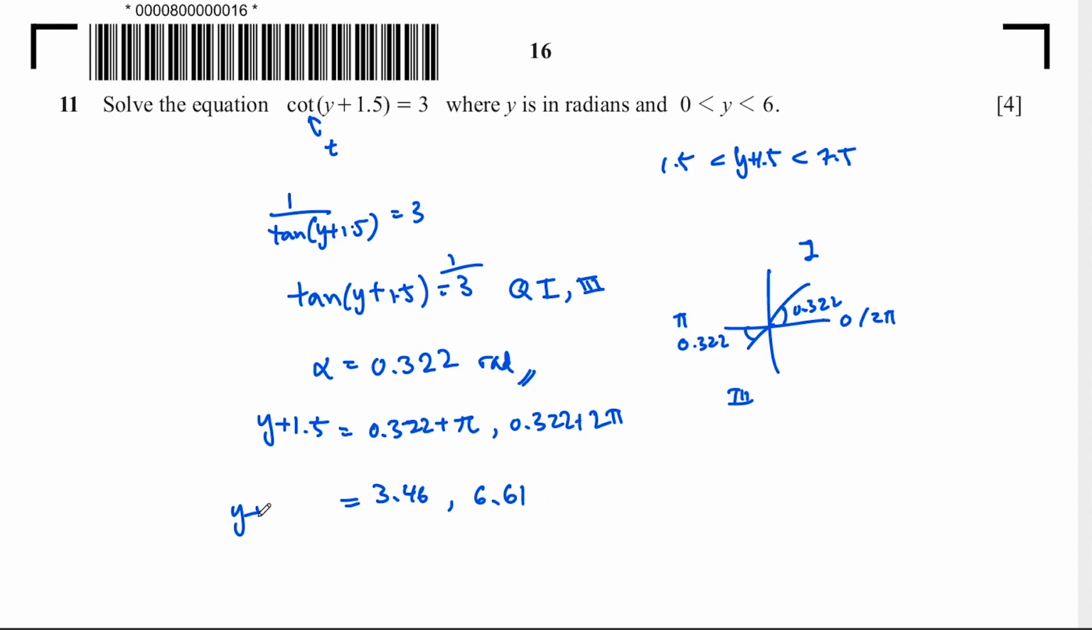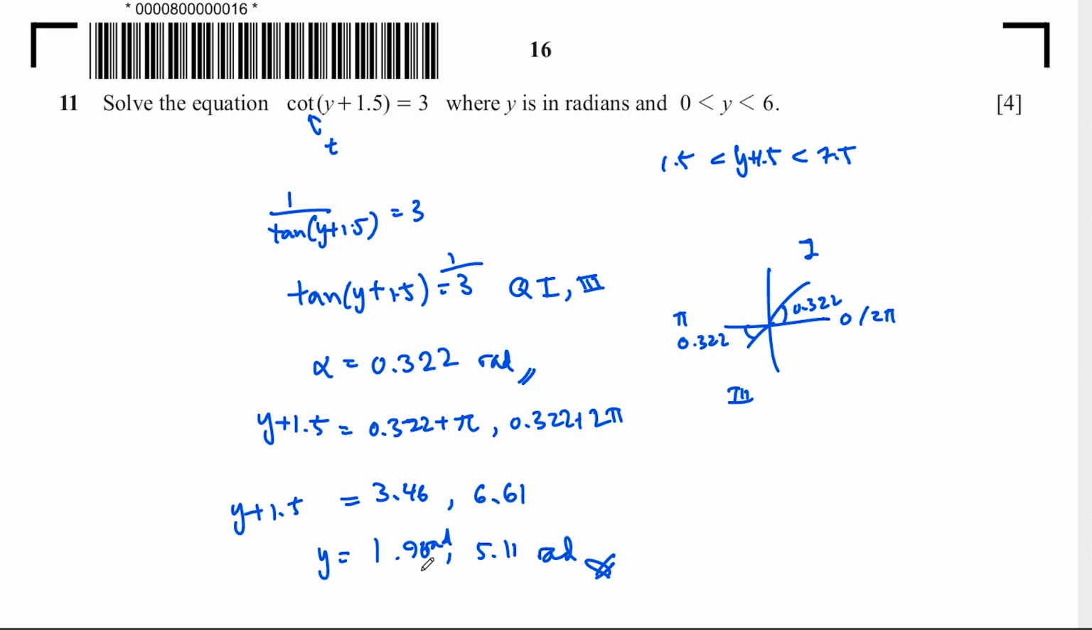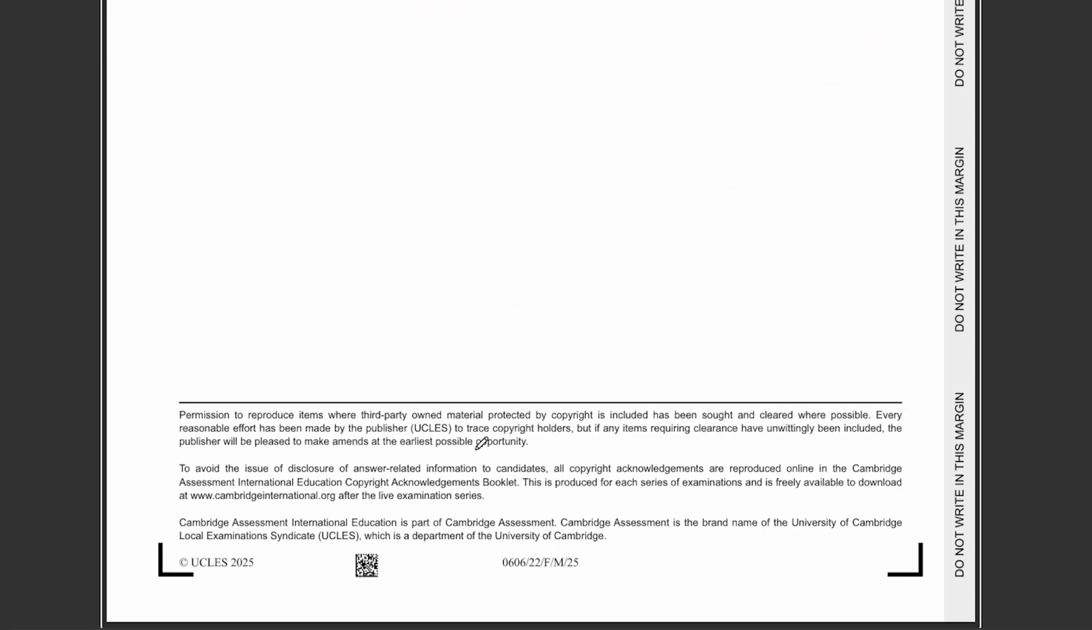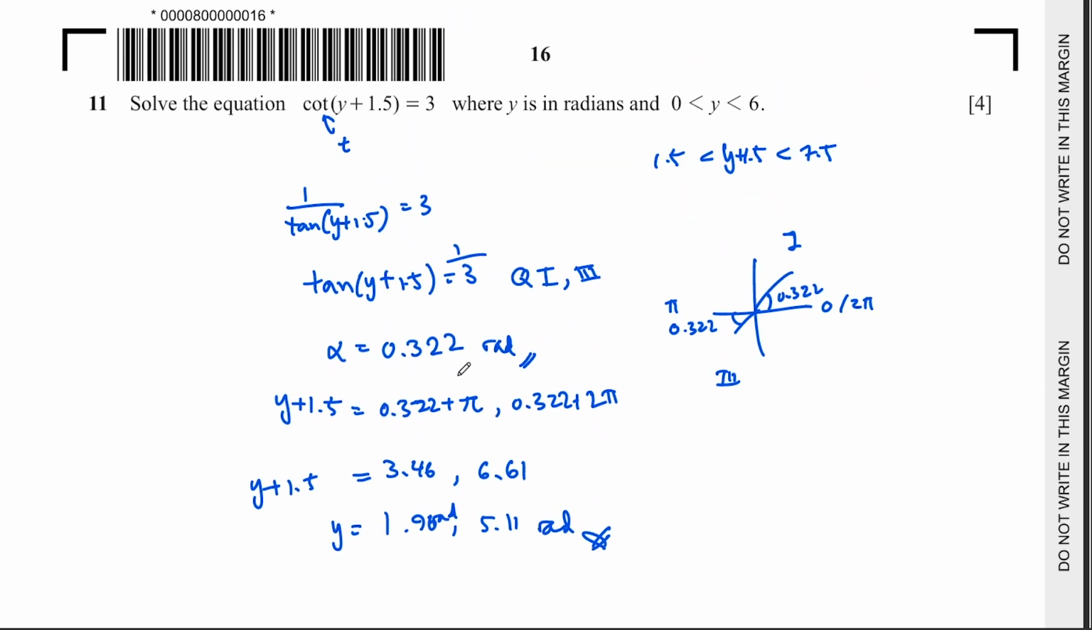Remember to subtract the 1.5. So 2.96 here and 5.11 here, and of course these are in radians. Sorry, not 2.96, it's 1.96. Right, so this will be the last question. And yeah, all the best for your exams.